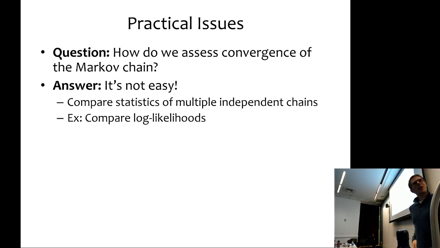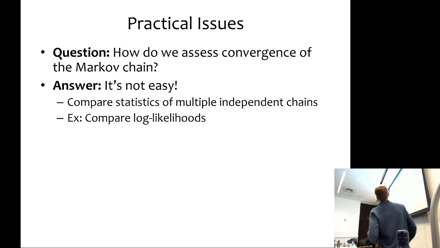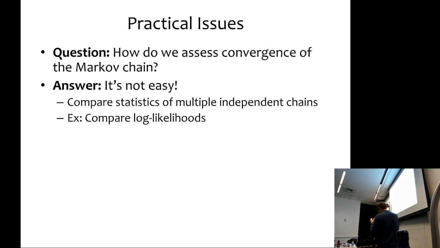Okay. So this is the big question. How do we actually assess convergence of the Markov chain? We just did all this theory work to show that it will converge, but practically if you implement one of these things, how do we actually know that it's converged? And well, honestly, it's kind of difficult. But one of the answers is to actually compare statistics of multiple independent chains. So here's what I mean.